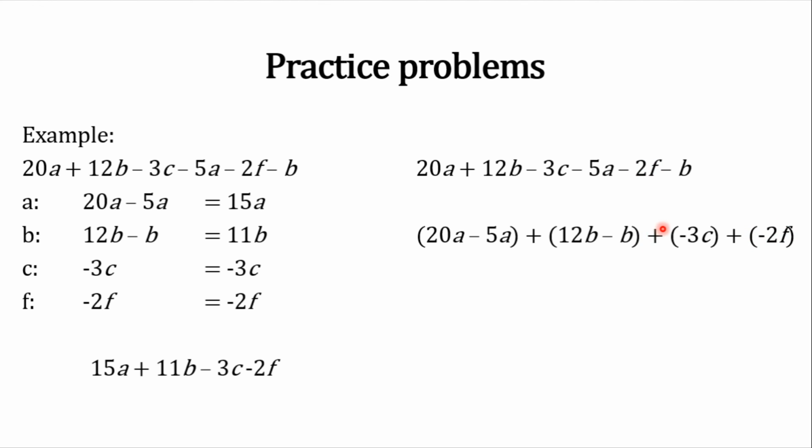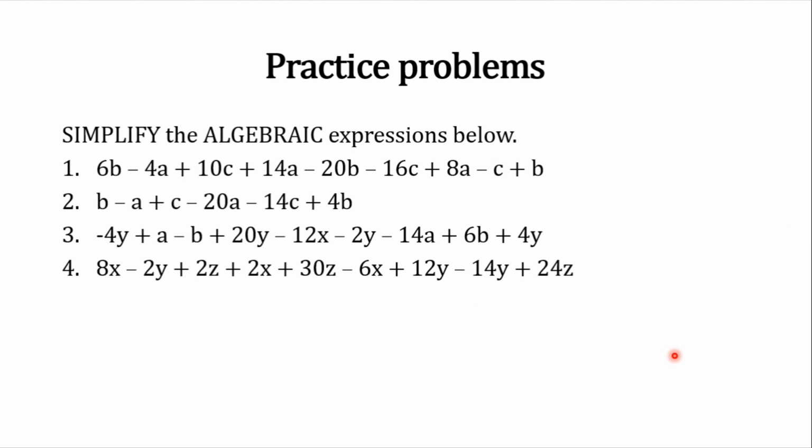If you're fast enough, or you get the hang of it, you can just write everything down as negative 3c at the last and then minus 2f there. Then you get the same answer. So these are some of the practice problems you can do at home. Feel free to pause the screen and I will see you in the next video.